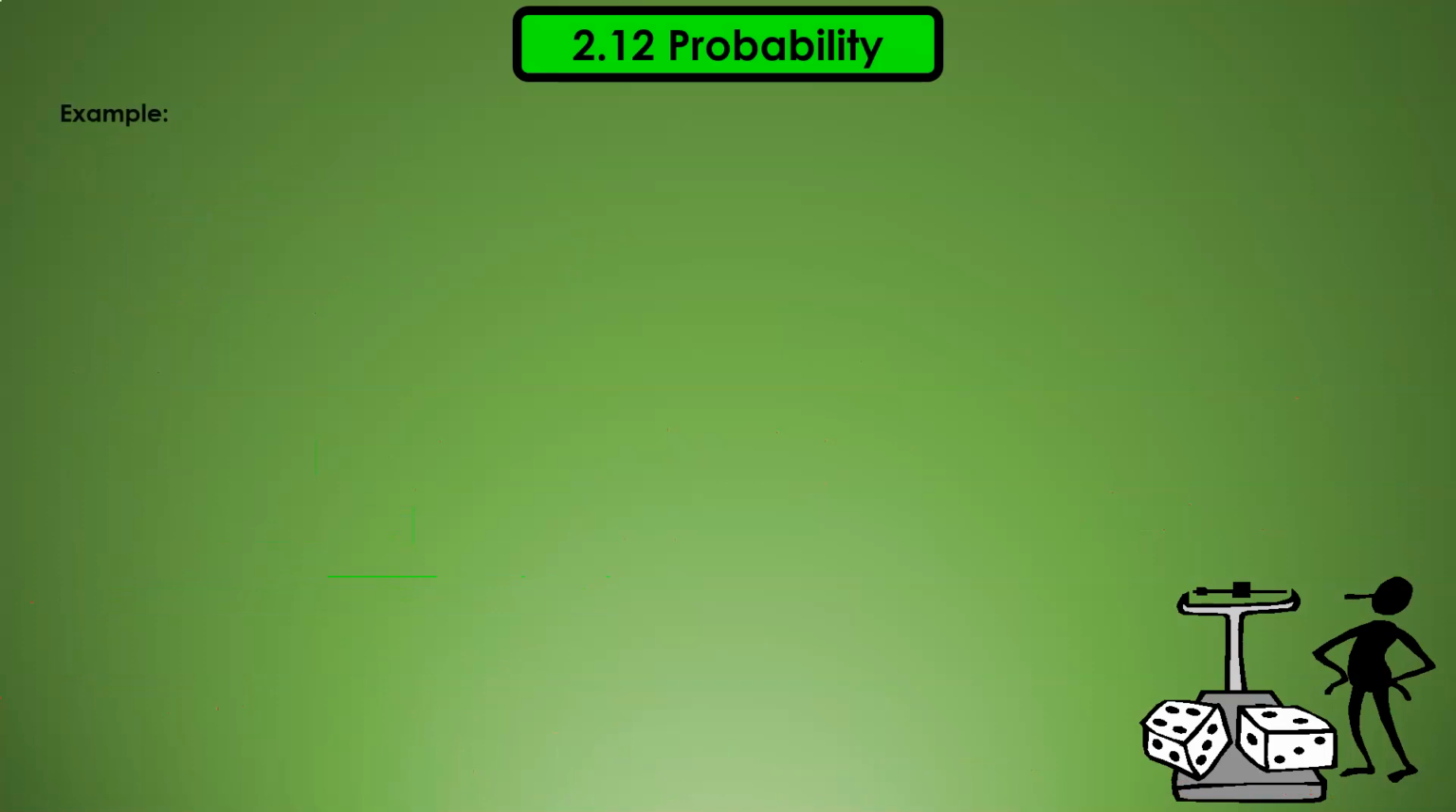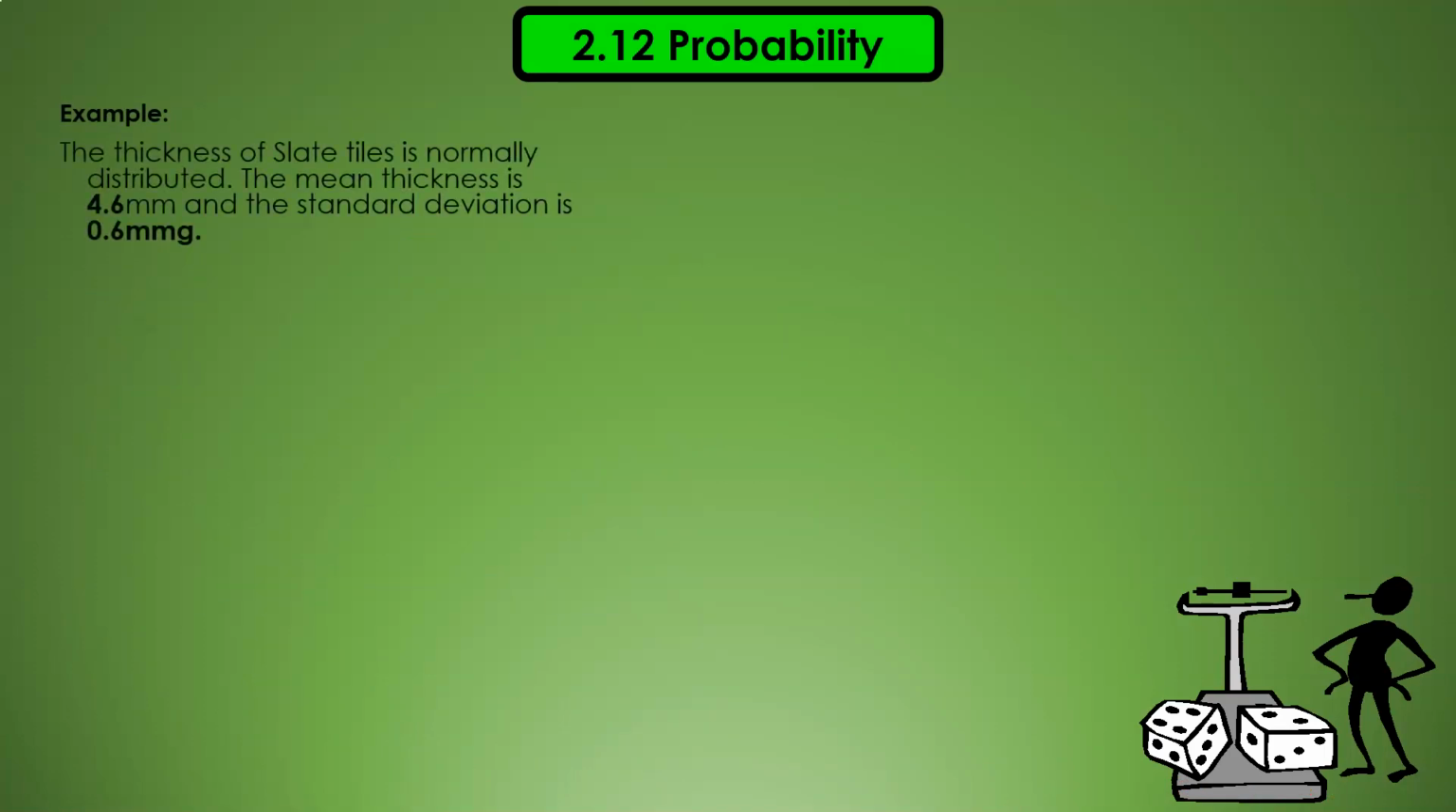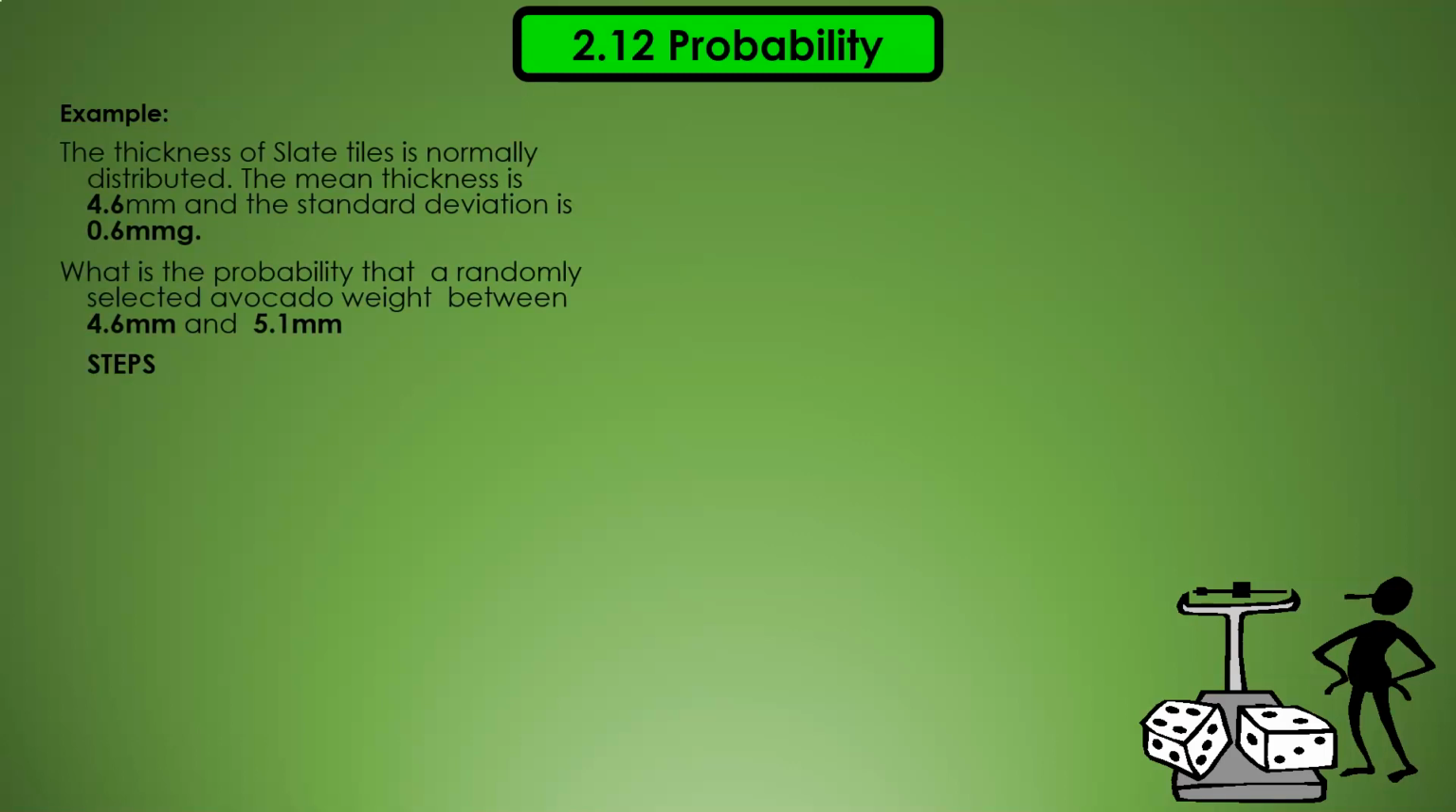So we'll have a look at another example, and this time rather than explaining lots of different bits, I'll just go through and explain what the answer is. The thickness of slate tiles is normally distributed with a mean thickness of 4.6 and a standard deviation of 0.6 millimeters. What is the probability that a randomly selected slate will have a thickness between 4.6 millimeters and 5.1?